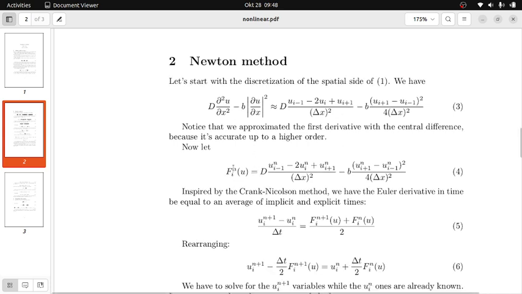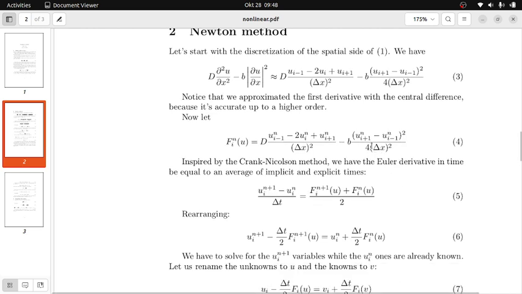So now we have a function f at space point i, time step n, of u equals d times (u_{i-1}^n minus 2u_i^n plus u_{i+1}^n) divided by delta x squared, minus b times (u_{i+1}^n minus u_{i-1}^n) squared divided by 4 delta x squared. If we do something similar to the Crank-Nicolson method, we would have the Euler derivative in time equal to an average of implicit and explicit time. So we have u_i^{n+1} minus u_i^n divided by delta t equals f evaluated at time step n plus 1 plus f evaluated at time step n, divided by 2.